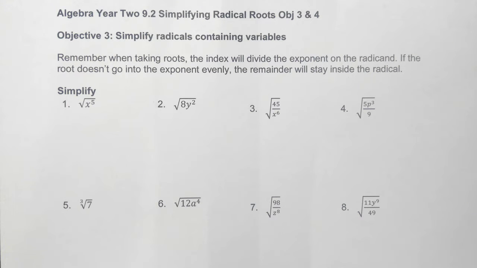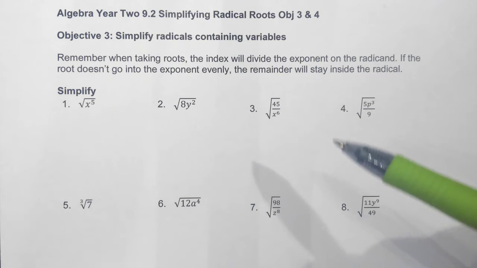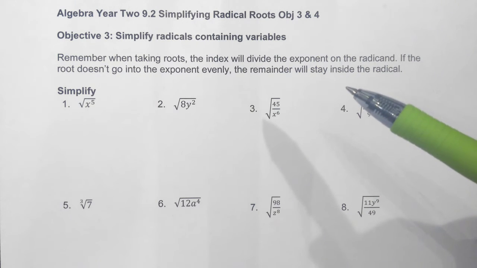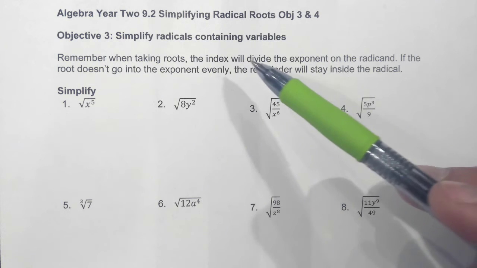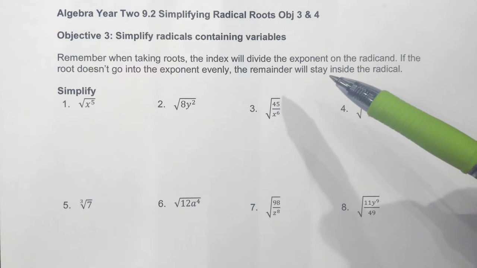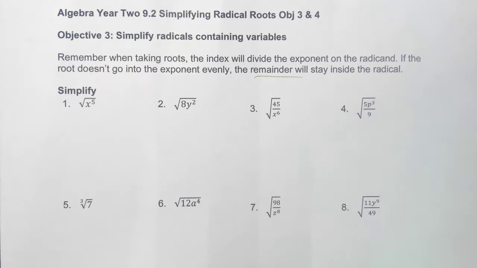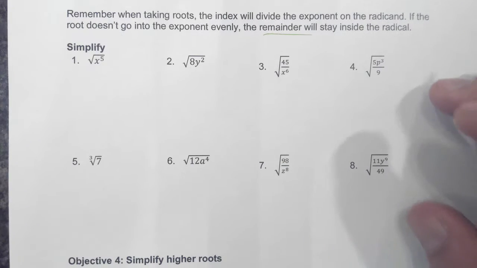Alrighty, guys, we're going to be looking at objectives 3 and 4 of section 2, simplifying those radical roots. Today, we're going to be throwing in some variables, so it's not too difficult. What you're going to do is the index will divide the exponents of the variables. If it doesn't go into it evenly, the remainder is going to stay inside of the radical. So there's your keys to doing this. Let's look at a few examples of this.